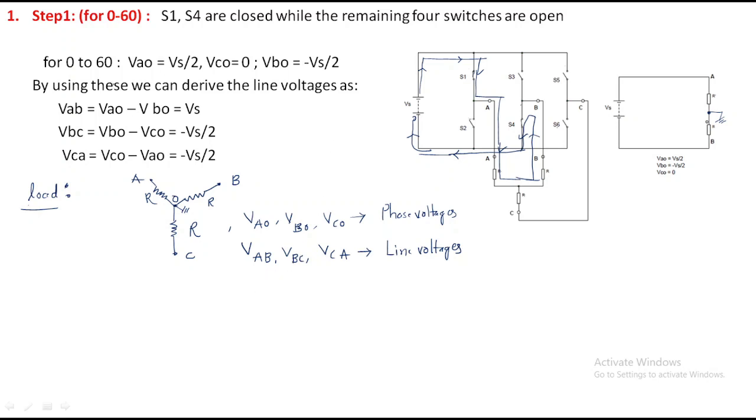So directly he is writing for 0 to 60 degrees. VA0, VB0, VC0 are the phase voltages. VA0 is Vs by 2, and this voltage is minus Vs by 2. Keep in your mind, the current is flowing from the positive way. A0 is always plus. But look at here, this current is from 0 to B, a reverse current. That's why we will get minus Vs by 2.